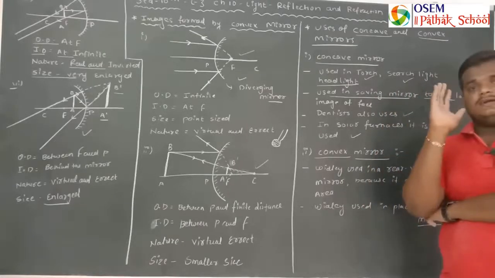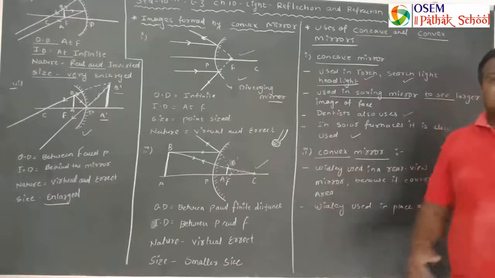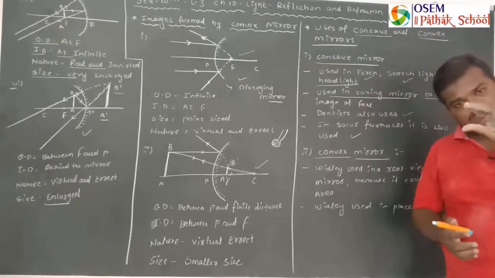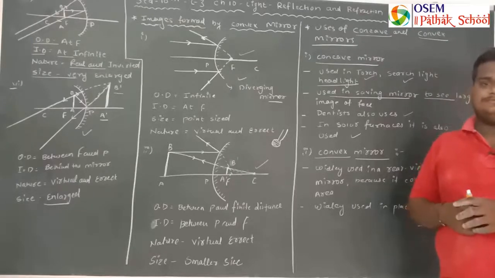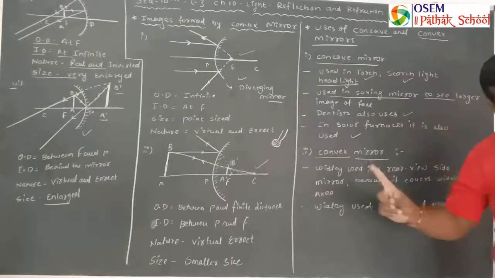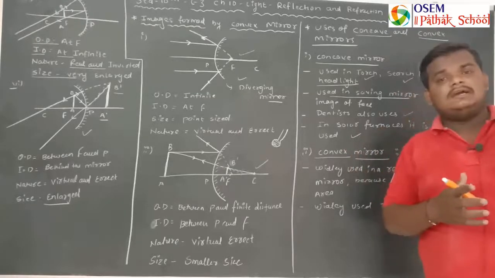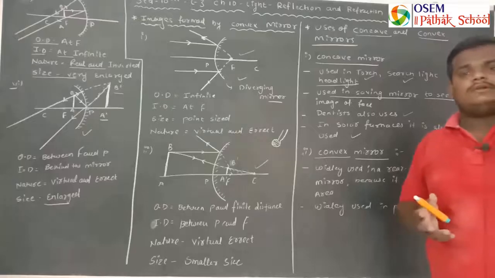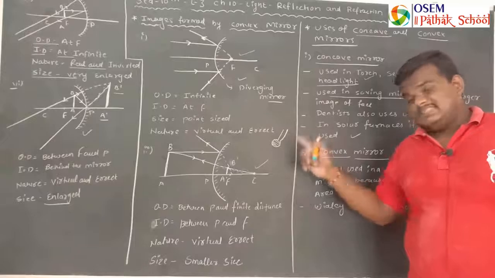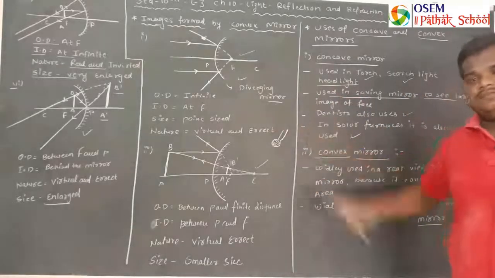Because if we talk about it, the size of a bus is so big, but if you look in the mirror of a Splender or any other vehicle, the bus appears so small in size. So it always gives a smaller size of the object. And the second thing, it gives a virtual and erect image. The bus is upright; if you see it inverted there, you cannot judge the position of that bus. So this forms an upright image. That's why we are using it in a rear view side mirror.